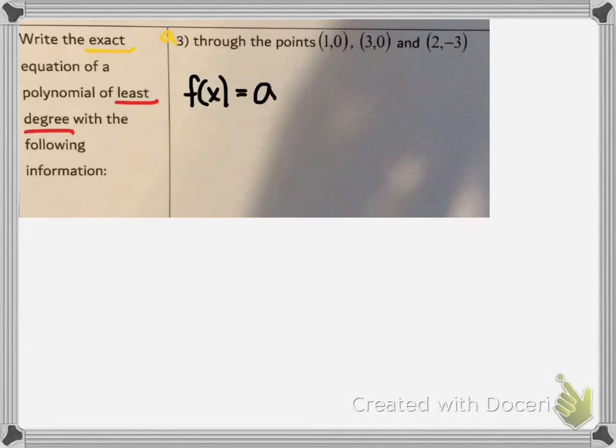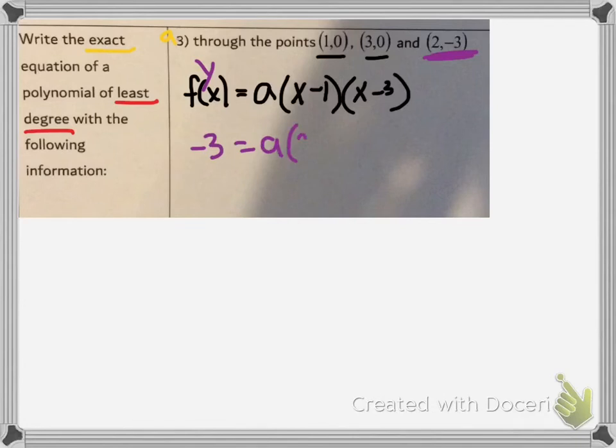Okay, as soon as I see that exact equation, I've got to have A in. I've got an x-intercept at 1. That means I have a factor of x minus 1. I have an x-intercept of 3. That means I have a factor of x minus 3. And then I get to this one that is not an x-intercept. And so then I know that is my point that I'm going to use in order to find the A value. So my x value is 2. My y value is -3. So -3 equals, remember f of x is like y. A I don't know. X I do.